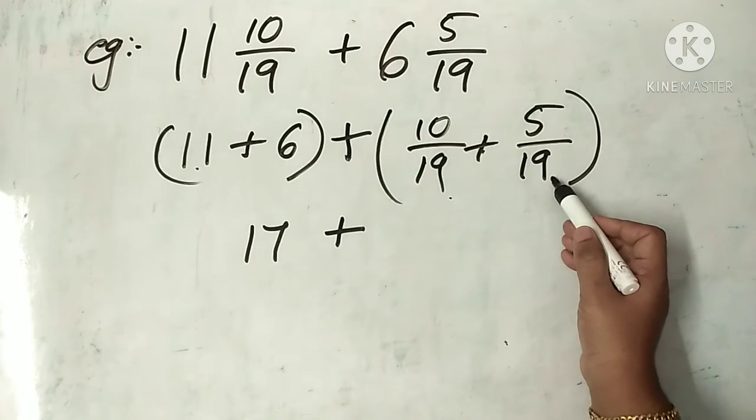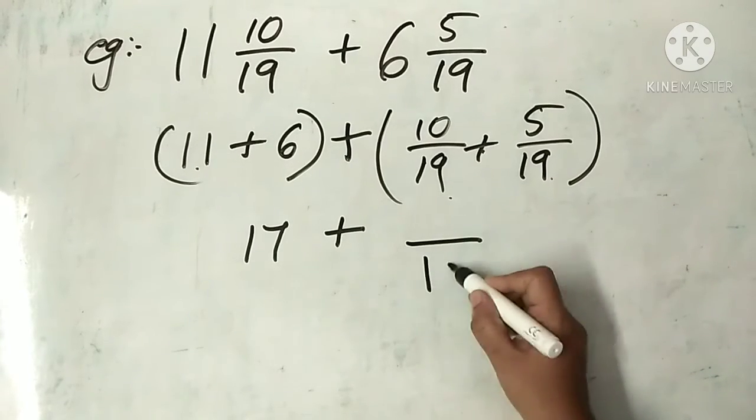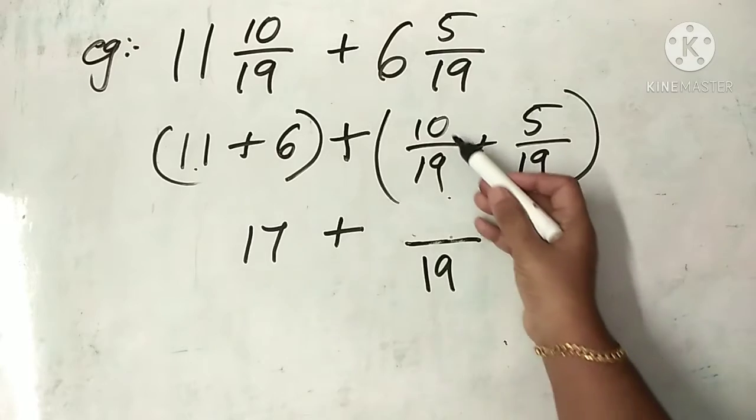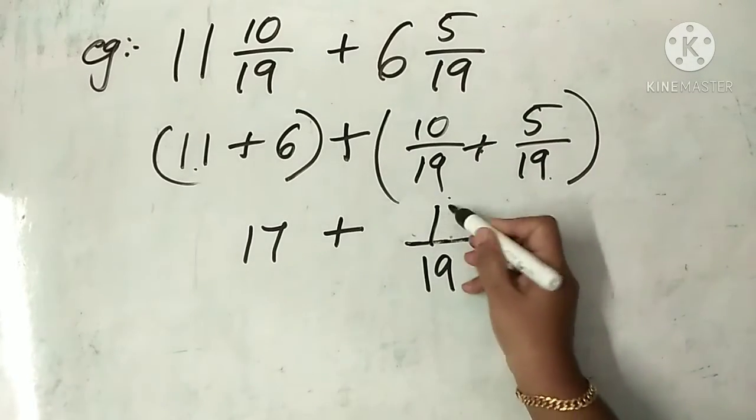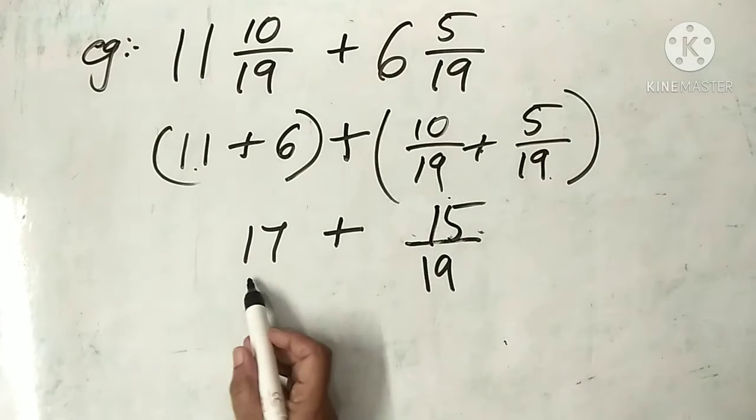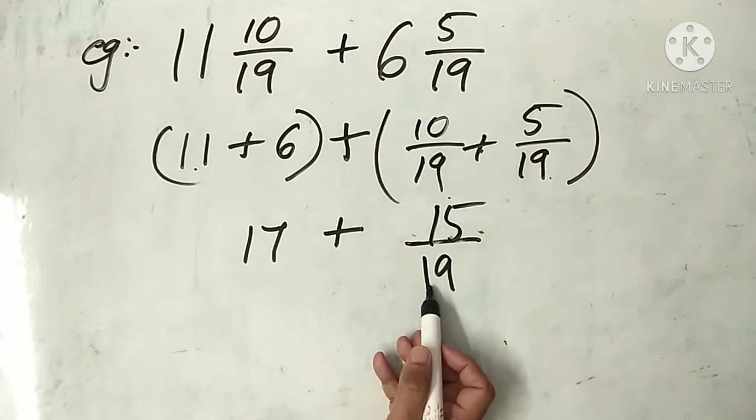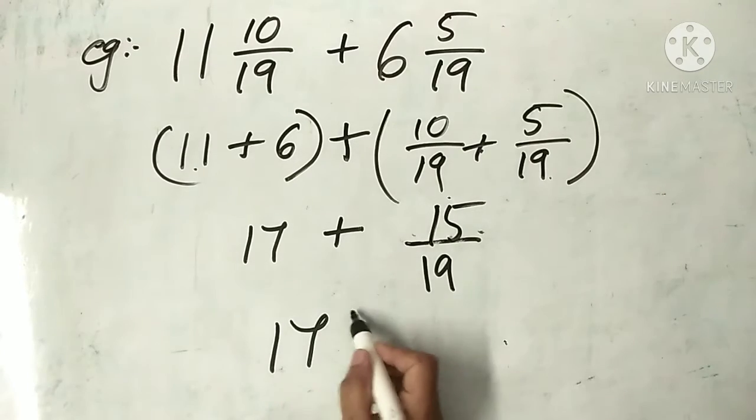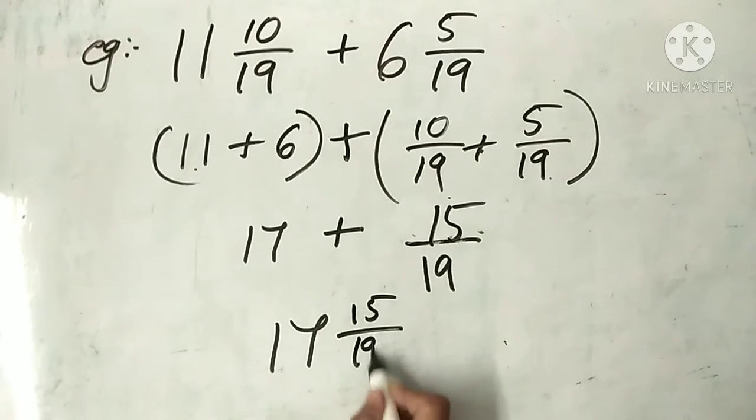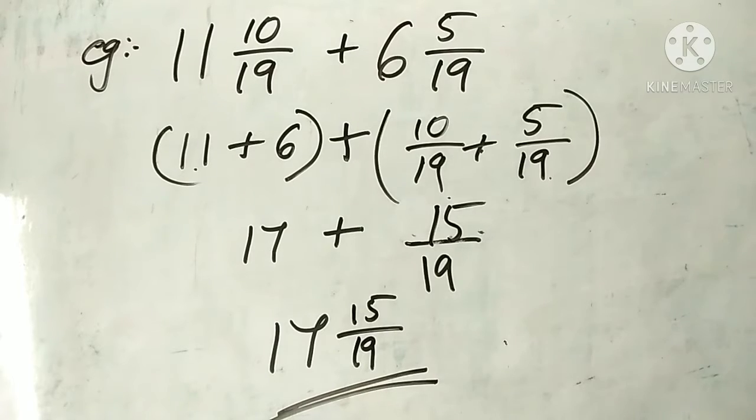Both the denominators are same. So you can write the denominator as it is. Then add the numerator. 10 plus 5 is 15. So here one is whole number and the other is a fraction. You just need to combine this. 17, 15 by 19 is the answer.